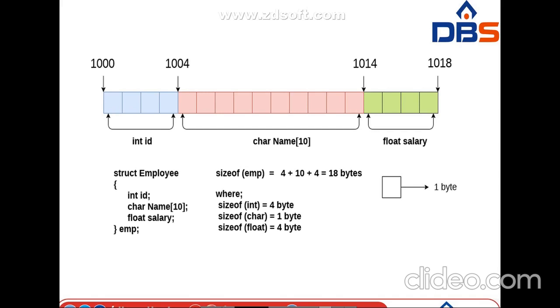Again, float salary: this float is of type 4 bytes, so plus 4, that is 1014 to 1018. This employee will have a memory of 18 bytes in total. If you want to store the employee details, that is integer id, character name, and float salary, we need 18 bytes of memory.